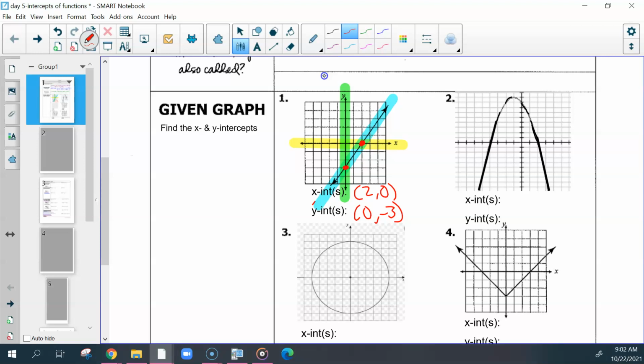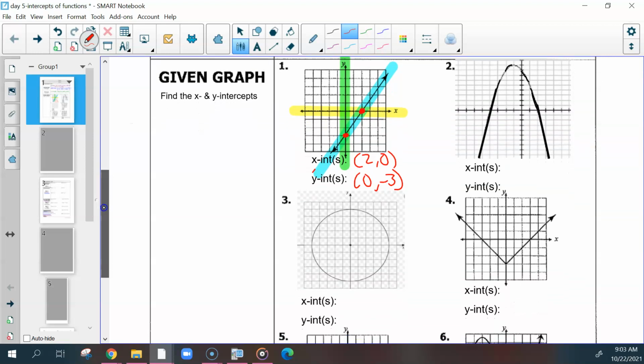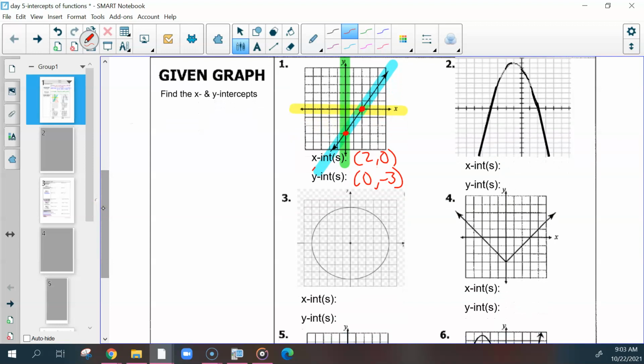Questions on how we found that? You just look at the graph, see where the line crosses the x or y axis, and you plot those points. Make sure you're writing them as ordered pairs. Sometimes you will have more than one x-intercept. If you have more than one y-intercept, it's not a function, but they're not really asking for that aspect. They're just trying to see, can you find x and y?